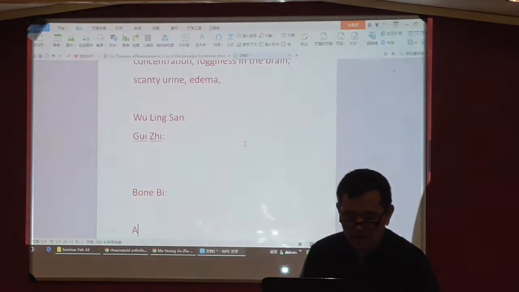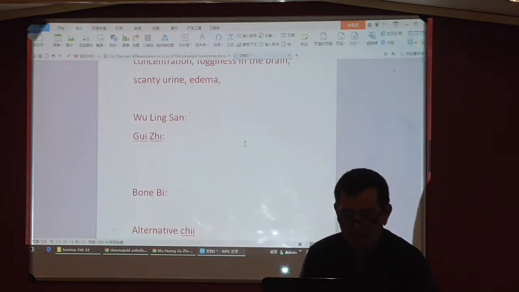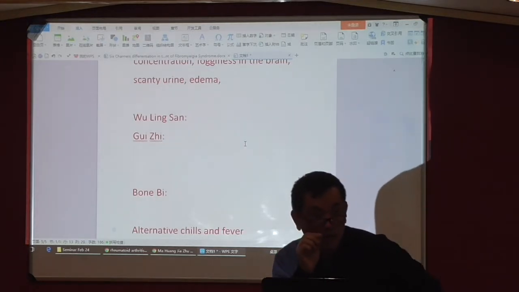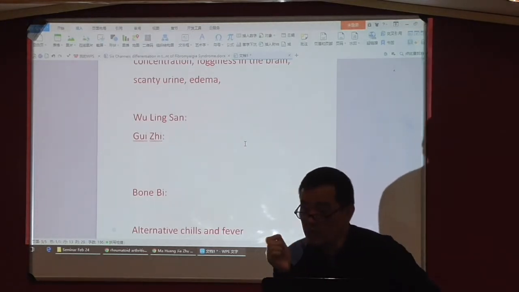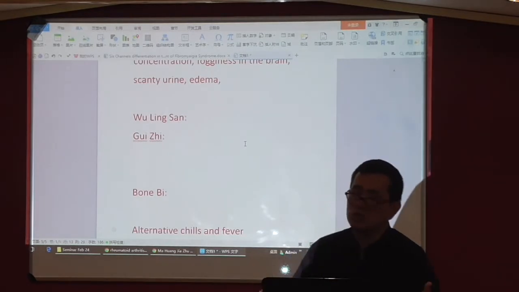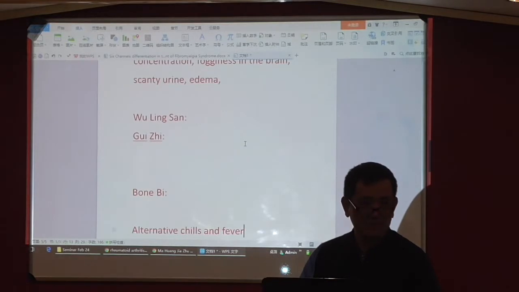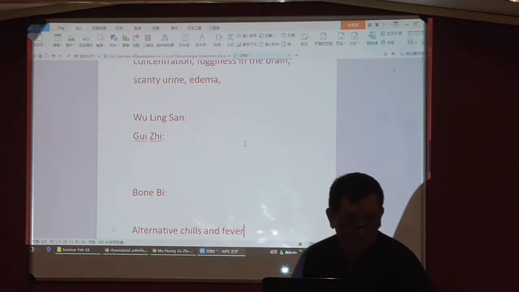alternative chills and fever. So pay attention. It means already Shaoyang. And Shaoyang stages, if you use Gui Zhi, Ma Huang, please forget it. No use. It's already Shaoyang level.